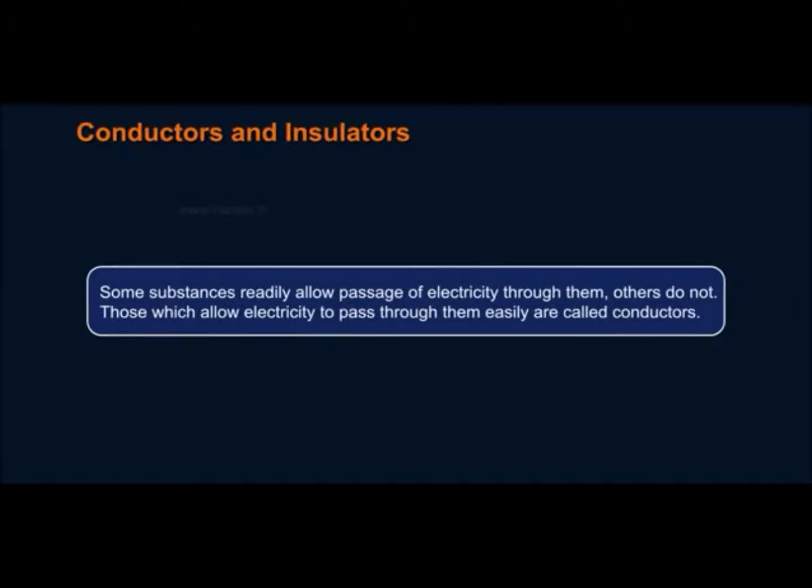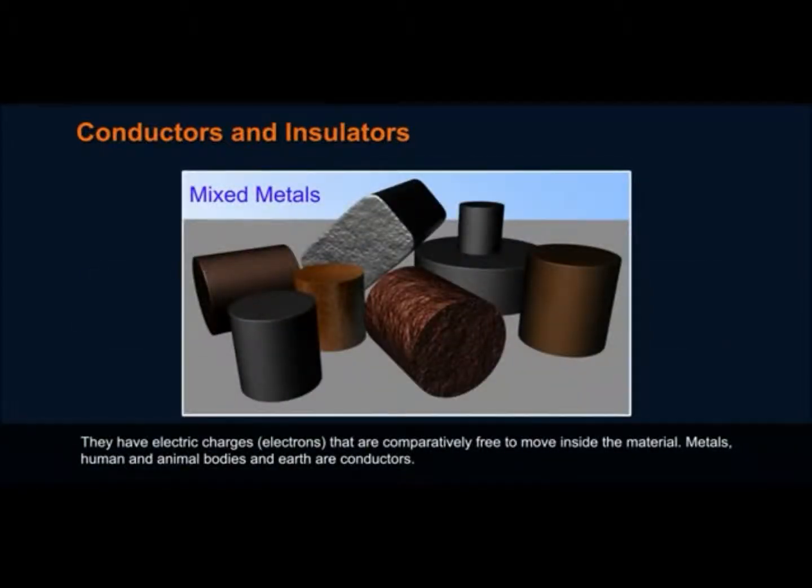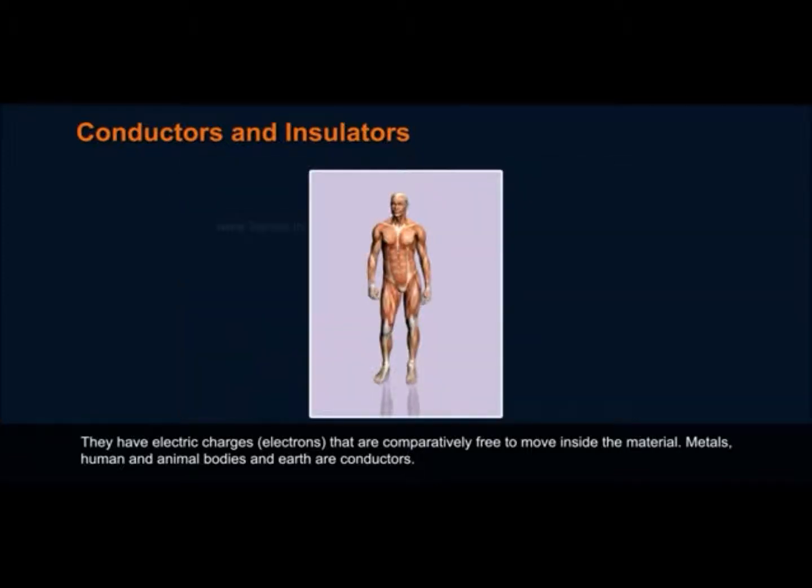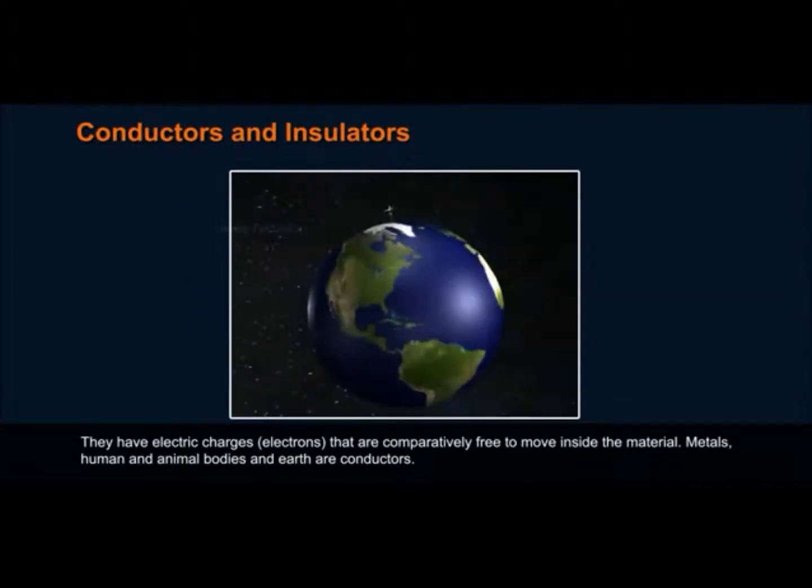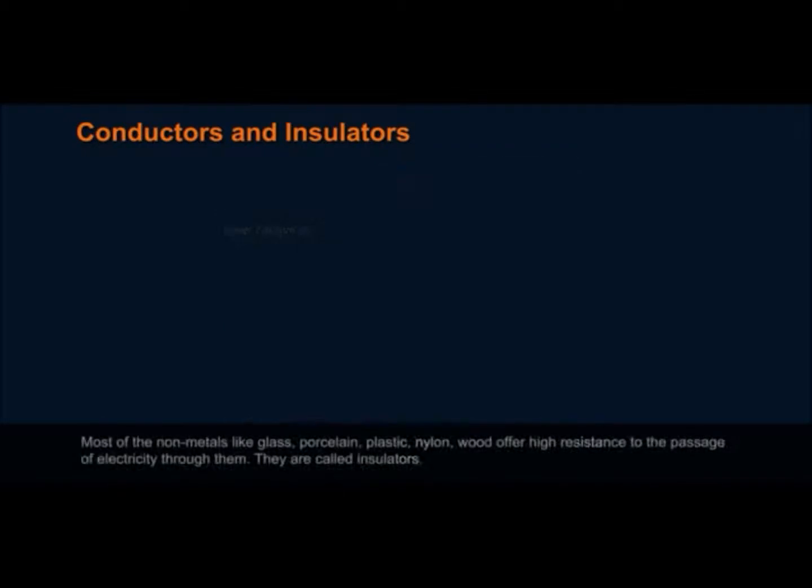Some substances readily allow passage of electricity through them, others do not. Those which allow electricity to pass through them easily are called conductors. They have electric charges, electrons, that are comparatively free to move inside the material. Metals, human and animal bodies, and earth are conductors.